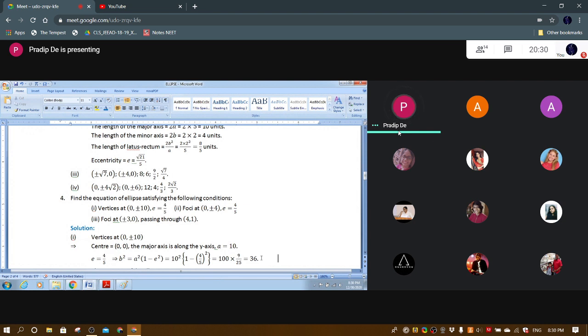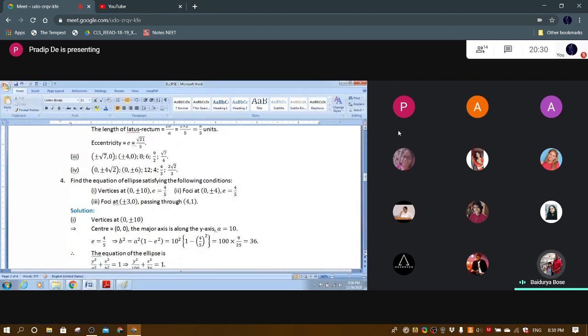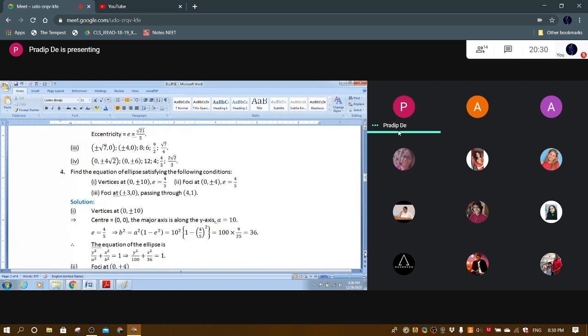What else do we need? What is the equation? The equation is therefore y square upon a square plus x square upon b square is equal to 1. That is, X square by 100 plus Y square by 36 equal to 1. So this is the equation. So now you have got some idea. Hope you can solve part 2.